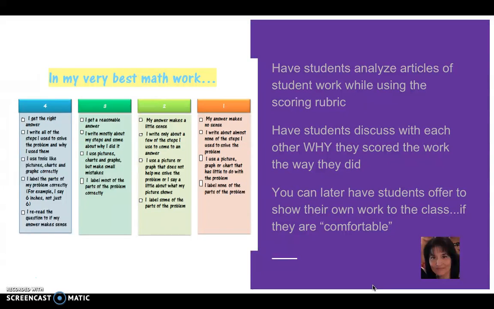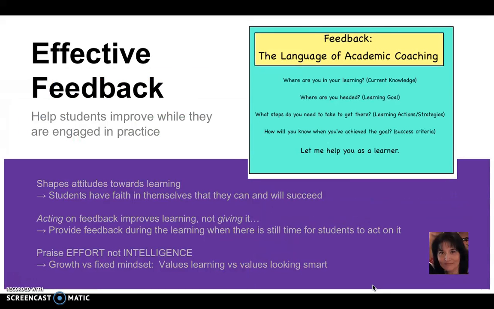Have students analyze examples of student work while using a scoring rubric so that they then know how rubrics will be used with them. Have students discuss with each other why they scored the work the way they did. Later, students could offer their mistakes in class if they feel comfortable.